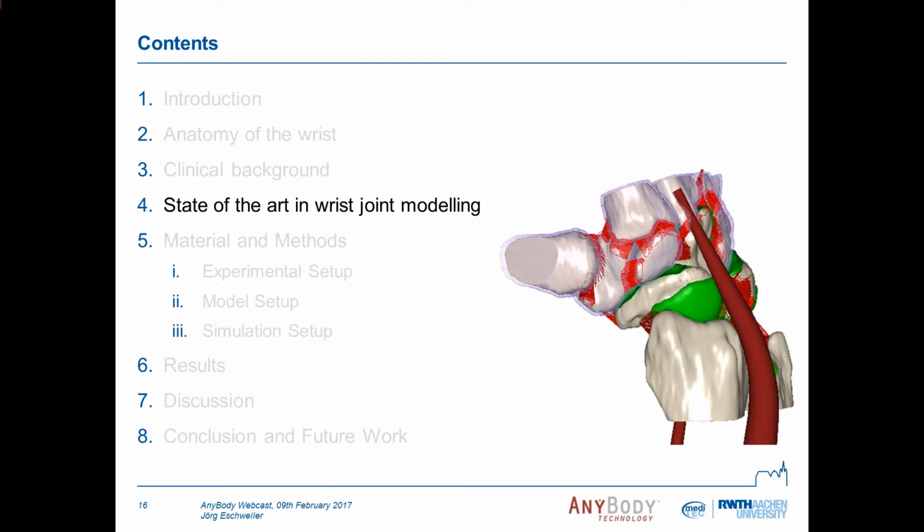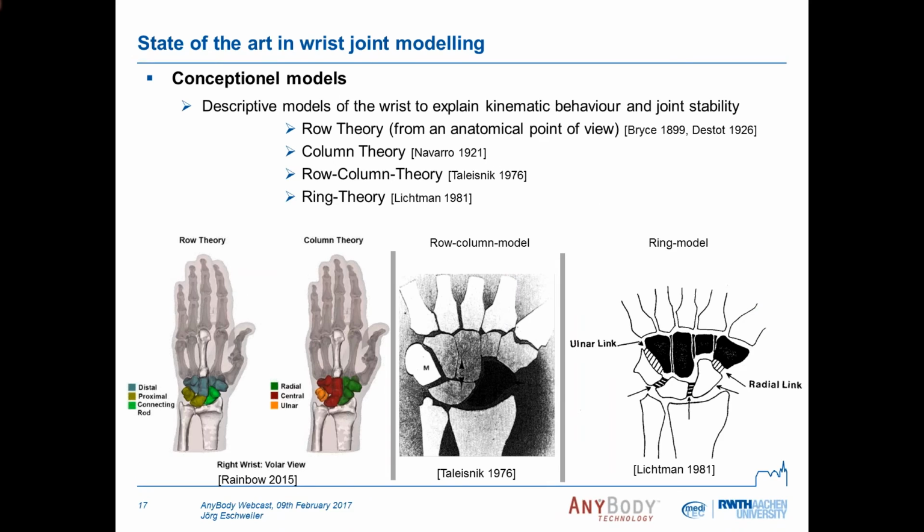We will go on with the state of the art in wrist joint modeling. First, there exist conceptual models which try to explain the kinematic behavior of the wrist joint. These are the so-called row model, which is more from an anatomical point of view. Furthermore, there exists the so-called column model, and a combination of the row and column model, the so-called row-column model, and furthermore the so-called oval ring model.